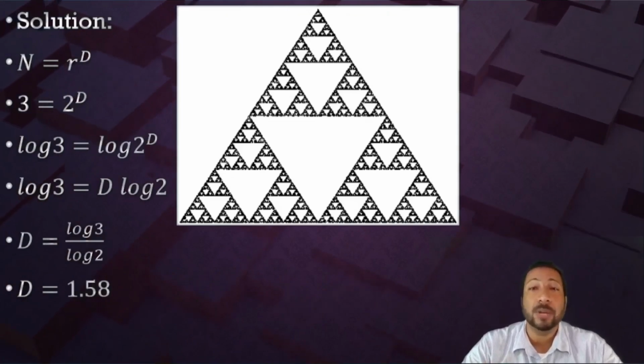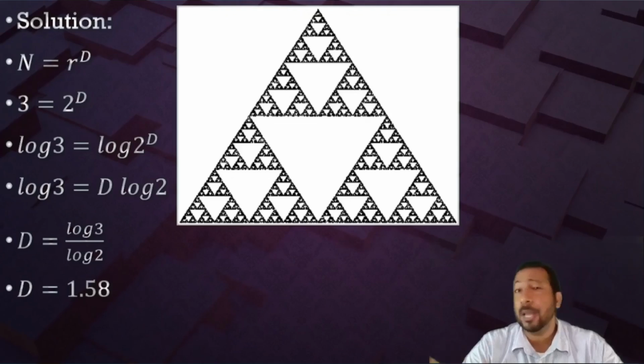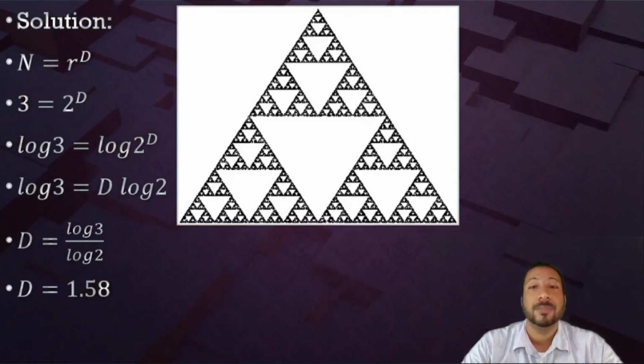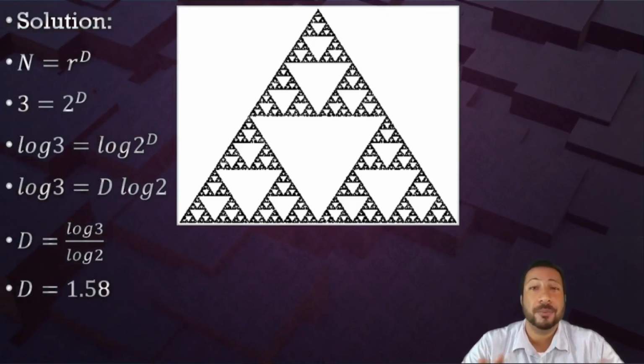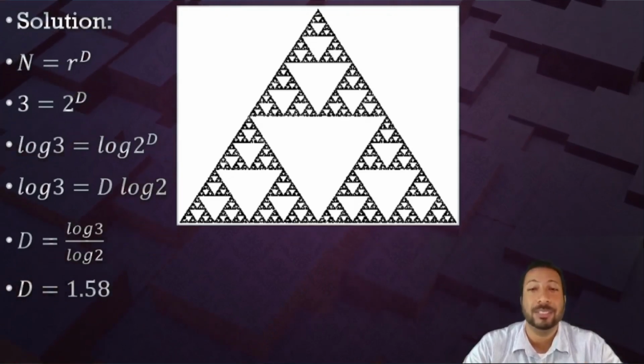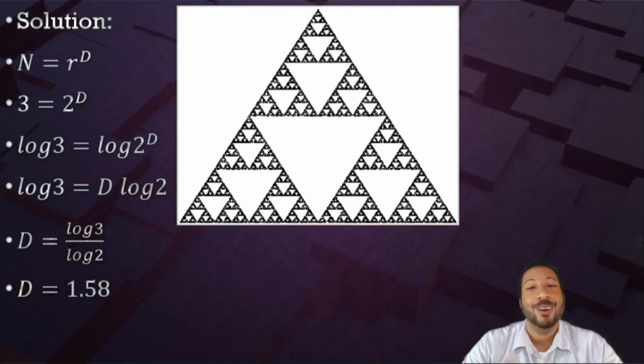So the Sierpinski triangle is not exactly a two-dimensional object, nor is it a one-dimensional object. Its dimension is fractional, between 1 and 2 dimensions. So with that, our lesson ends here.